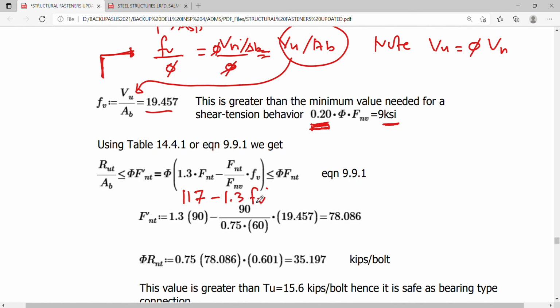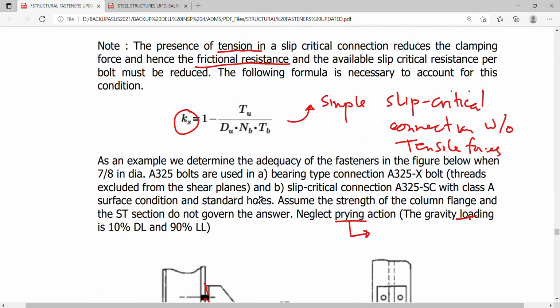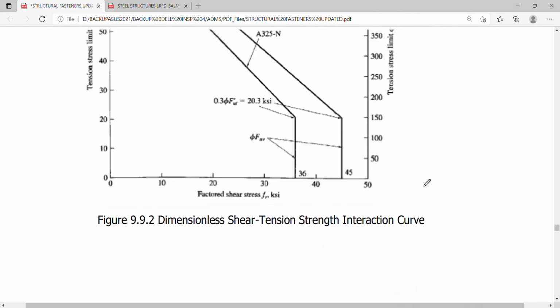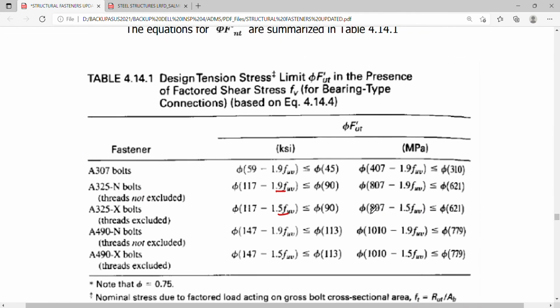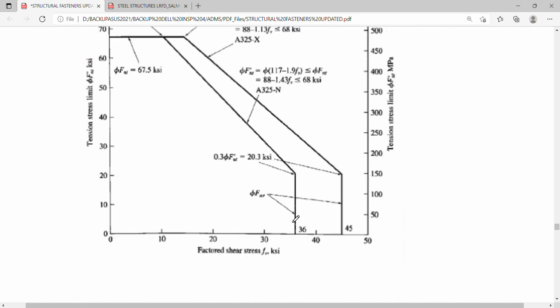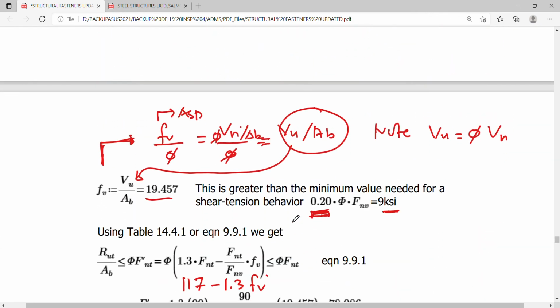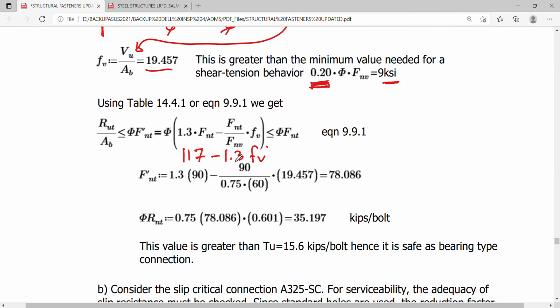Okay, so let's look into the problem to be sure. So this is an 8325X volt. Okay, so this is an 8325. So let's look. Thread X. So this is 117 minus 1.5, not 1.3. Sorry. Okay, so this is 1.5. So using this direct equation or using this equation doesn't matter.